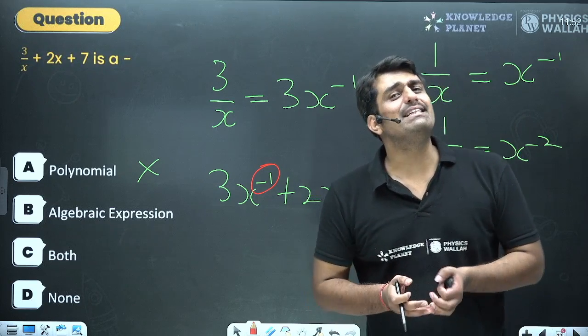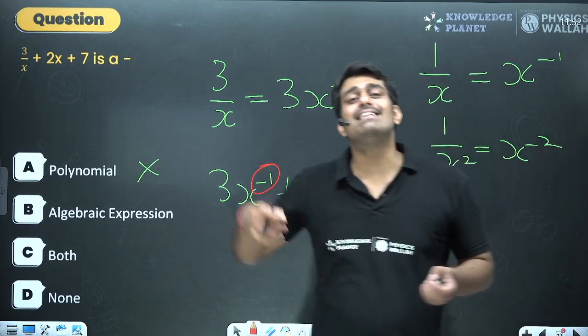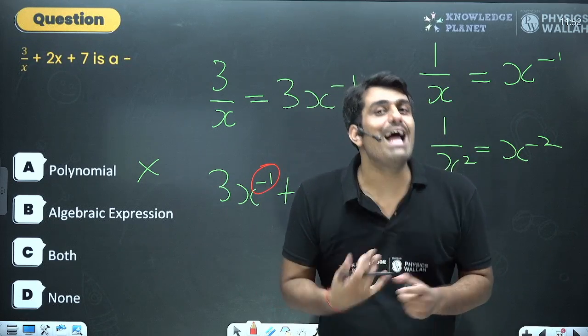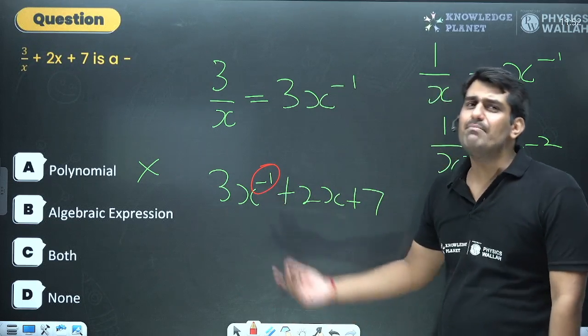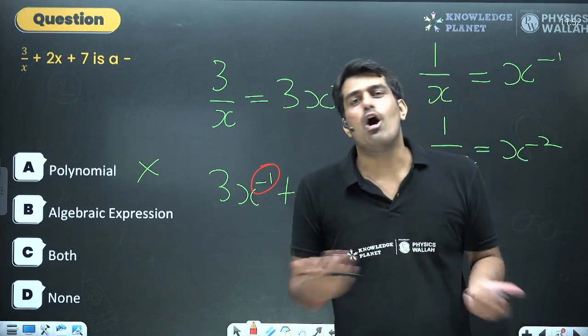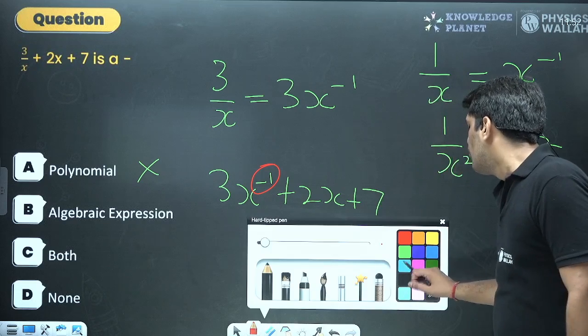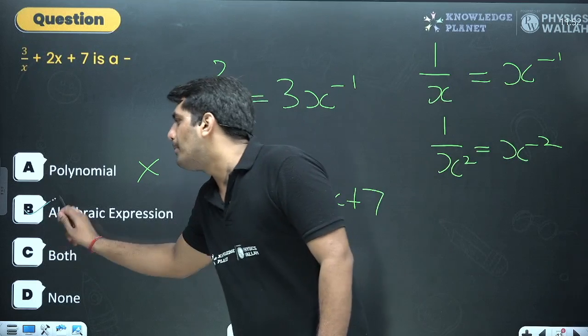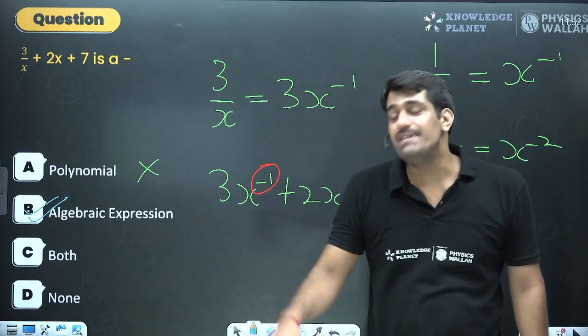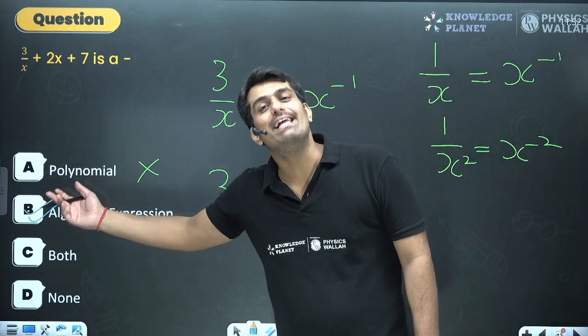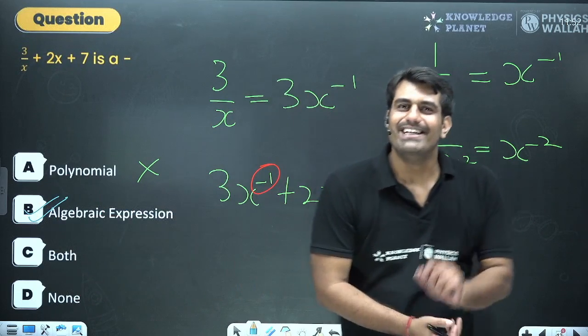An algebraic expression basically is a thing which relates two things, variable and constant. And yes, it doesn't matter whether we have a negative power or positive, it always does the relation. So yes, the correct answer in this case would be algebraic expression, option number B. So don't end up saying none, or don't end up saying yes sir, polynomial. Alright, this is the case.